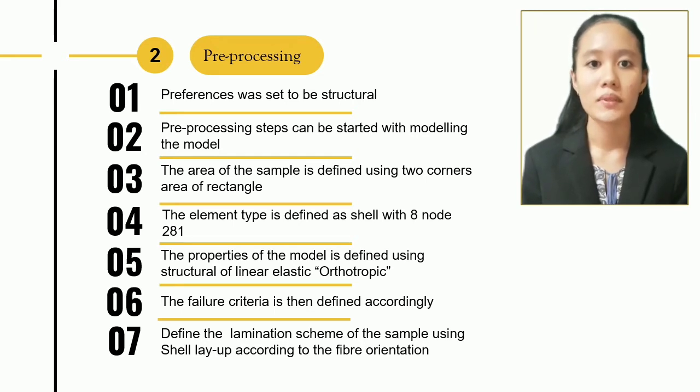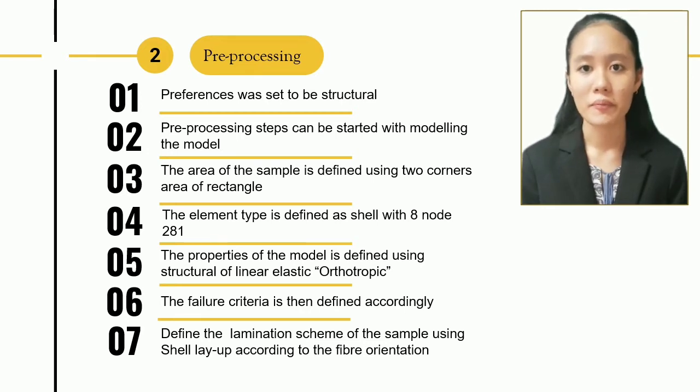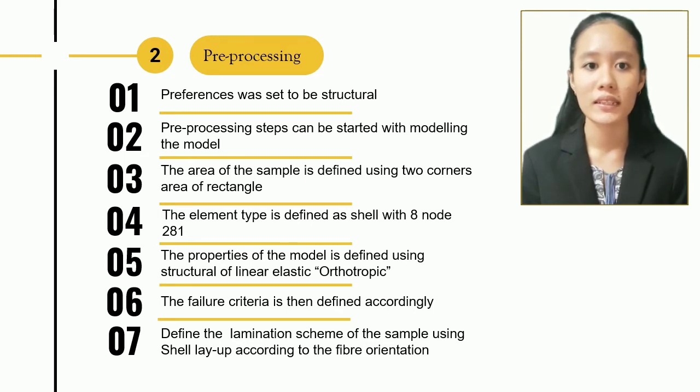Next, the element type is defined as shell with add node to add 1. Then the properties of the model are defined using structural of linear elastic orthotropic. The failure criteria are then defined accordingly. The next step will be defining the lamination schemes of the sample using shell layout according to the fiber orientation.